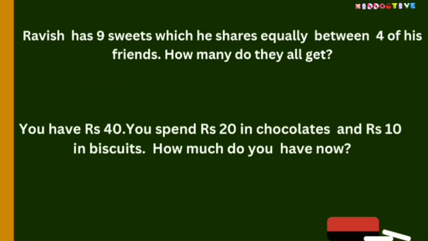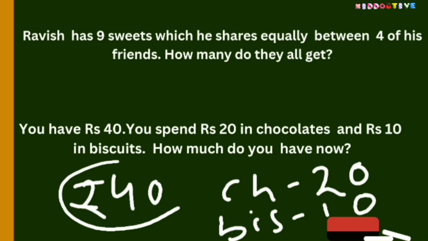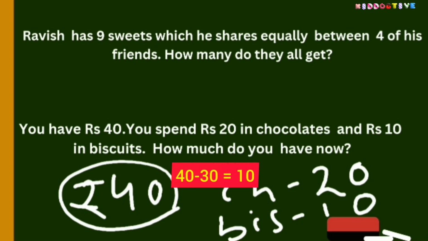You have rupees 40 and you spent rupees 20 on chocolates and rupees 10 on biscuits. How much do you have now? So first you have how much? 40 rupees. For chocolate you spend 20 and for biscuits you spent how much? 10 rupees. How much do you have now? So previously you had 40 rupees. Now you spend 20 plus 10, 30 rupees. Now from 40 we are going to minus 30 rupees. So what is the answer? The answer is 10 rupees.